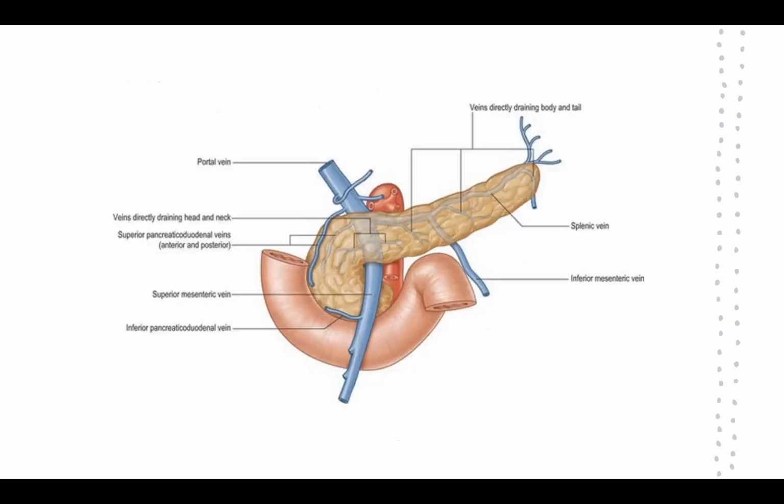Now our venous drainage is a little bit more simple. We've got our superior mesenteric vein and our splenic vein, which merge together to form our portal vein, and this goes to our liver. Here we can see there are superior pancreaticoduodenal veins. We've also got the splenic vein, which also drains parts of the body and the tail of the pancreas. But these are the two main veins that we should remember, which merge into our portal vein.